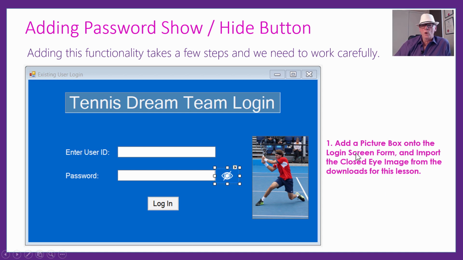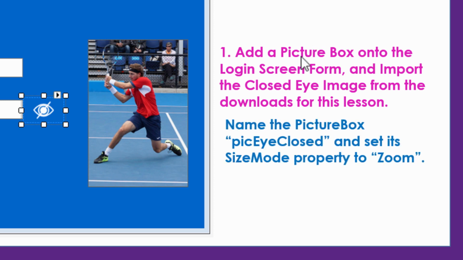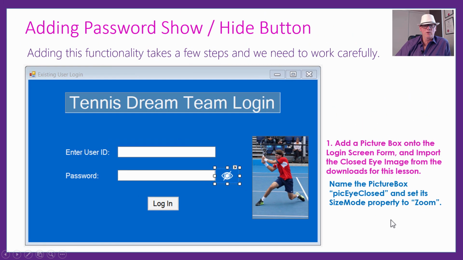Add a picture box onto the form, and into that picture box import the closed eye image from the downloads for this lesson. And name this picture box pick eye closed, and in its properties, set the size mode property to zoom. That'll work best. So get your picture box in, resize it so it's a nice size, import that closed eye image from the lesson downloads, name that picture box pick eye closed and make sure it's zoom for its size mode property so the image fits in neatly.